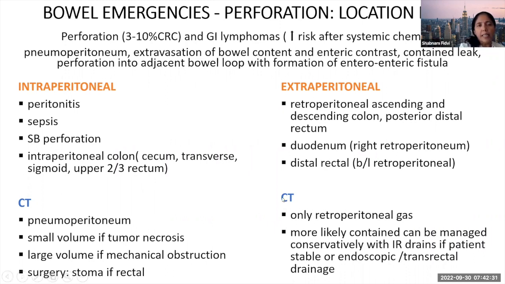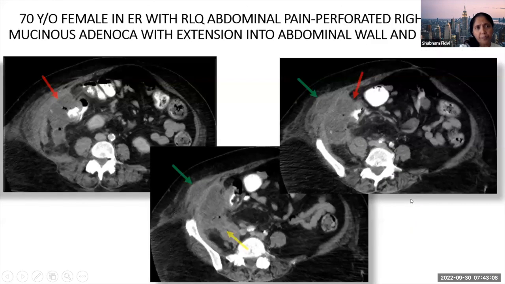On CT, if you have intraperitoneal perforation, you see typically pneumoperitoneum. If it's because of tumor necrosis, this can be small in volume. If the patient has a mechanical obstruction, this tends to be larger in volume, and the patients usually will be treated surgically. In contrast, with extraperitoneal perforation on CT, you'll see only retroperitoneal gas, and if the patient is stable, they usually are managed conservatively, either with drains by interventional radiology or endoscopic or transrectal drains by the gastroenterology service.